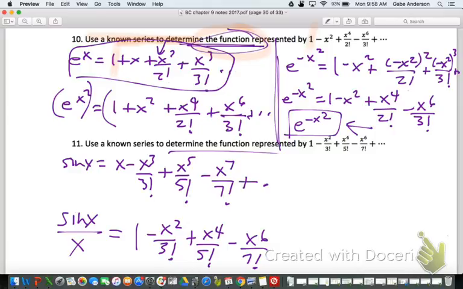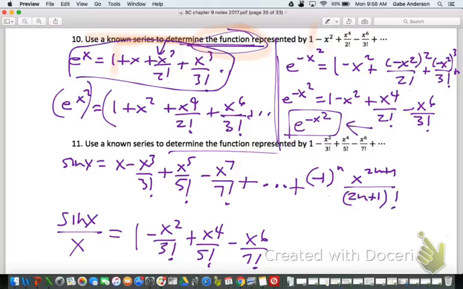So plus dot dot dot. As you saw up here, I guess it's not up there anymore. The nth term for sine is this: negative 1 to the n, x to the 2n plus 1 over 2n plus 1 factorial.